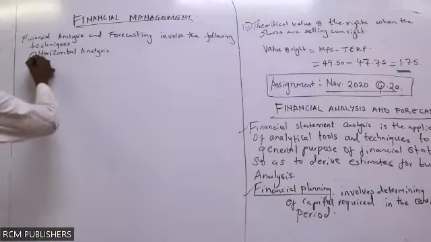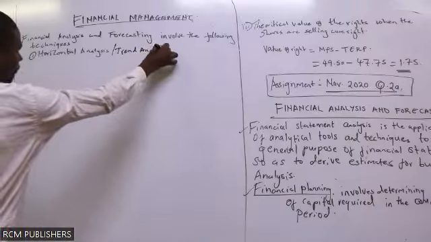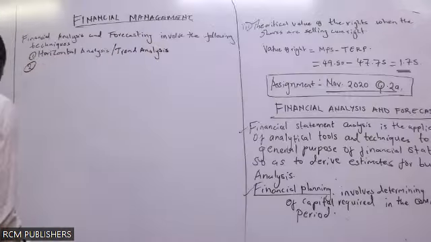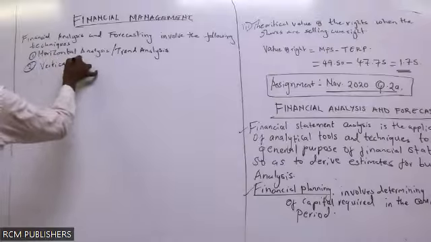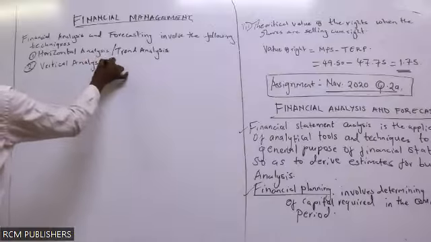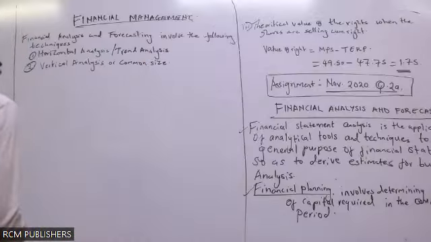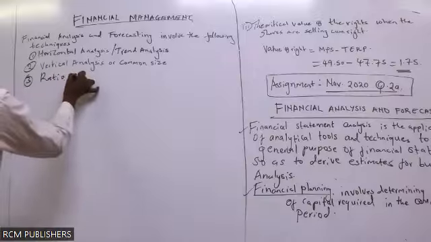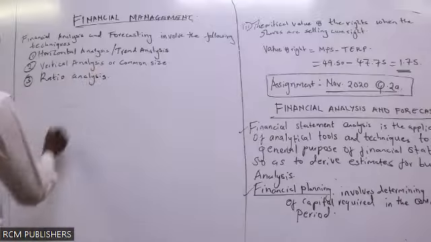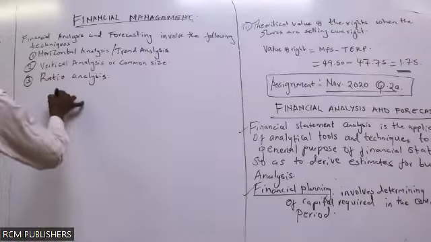Number two, vertical analysis, or common size analysis. Or number three, ratio analysis. So let's start with the horizontal analysis.